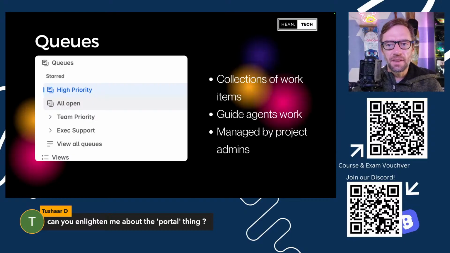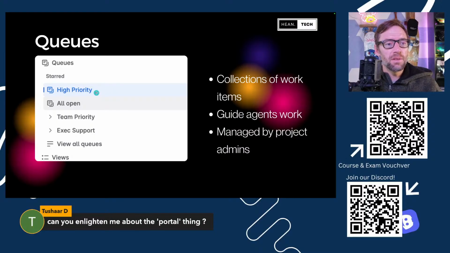Now, agents have a lot of tools that help support them. Again, we're paying for agents when we use Jira, so there's a lot to help them out. One of these tools is called a queue, and a queue is just a different way to collect work items. They are managed by project admins. So my project admin goes in and says, hey, I want a set of queues called executive support and another one called team priority. And that helps guide our agents. Because my agents, this will sound bad, they don't have to think.